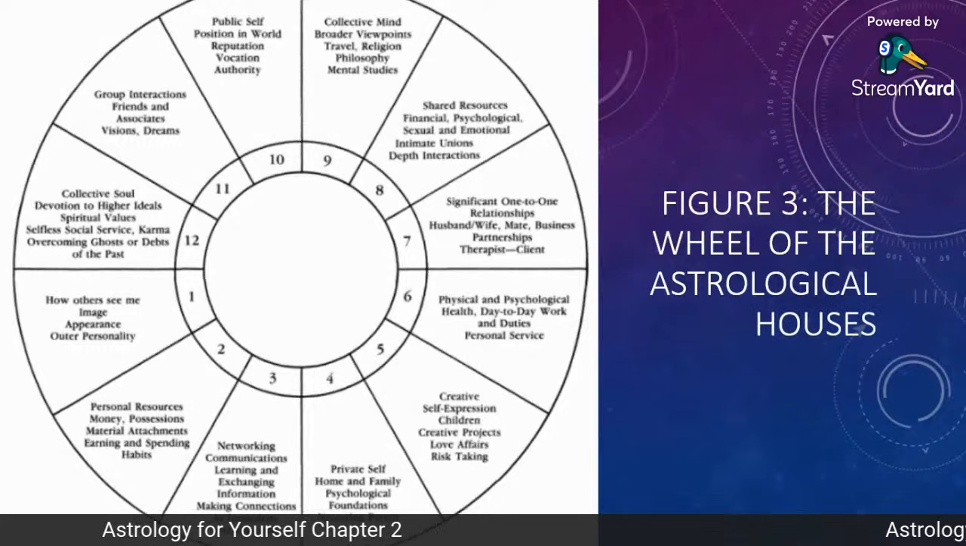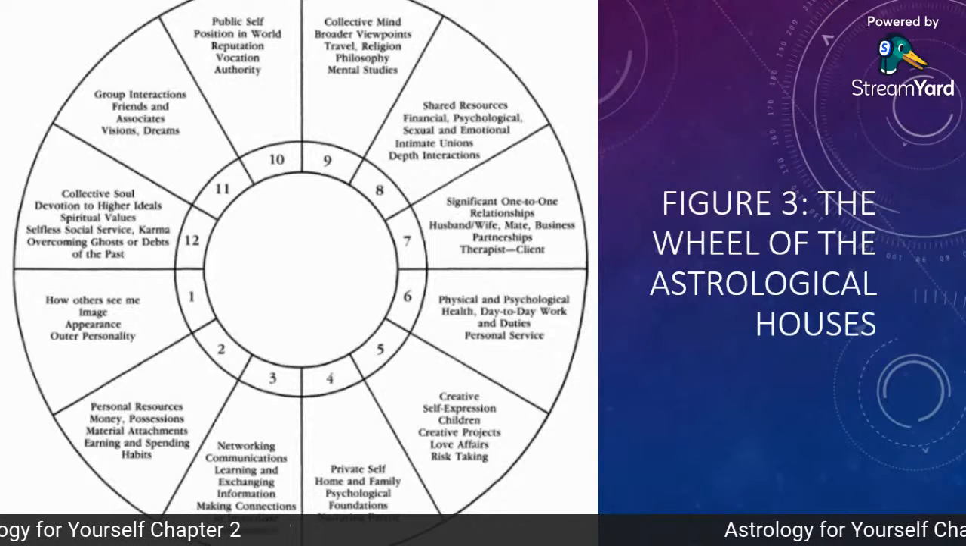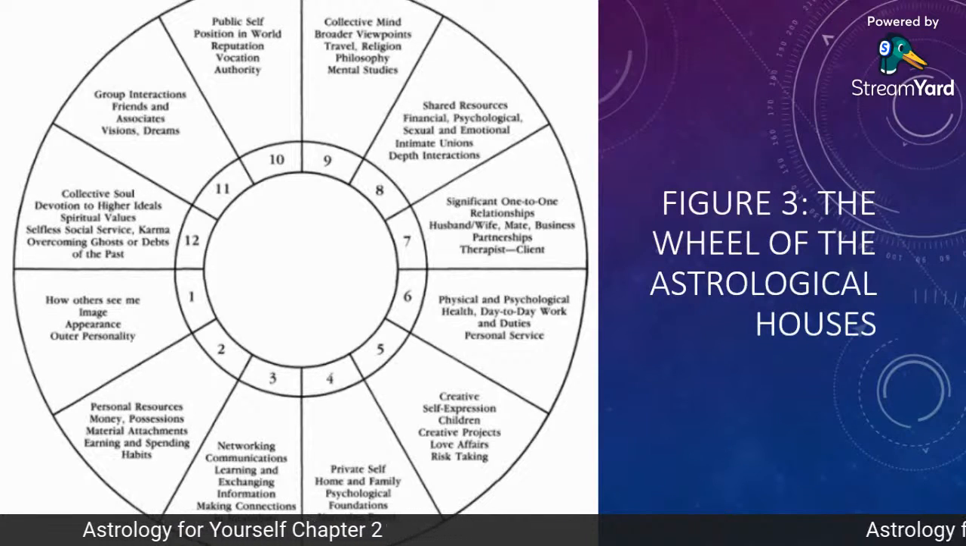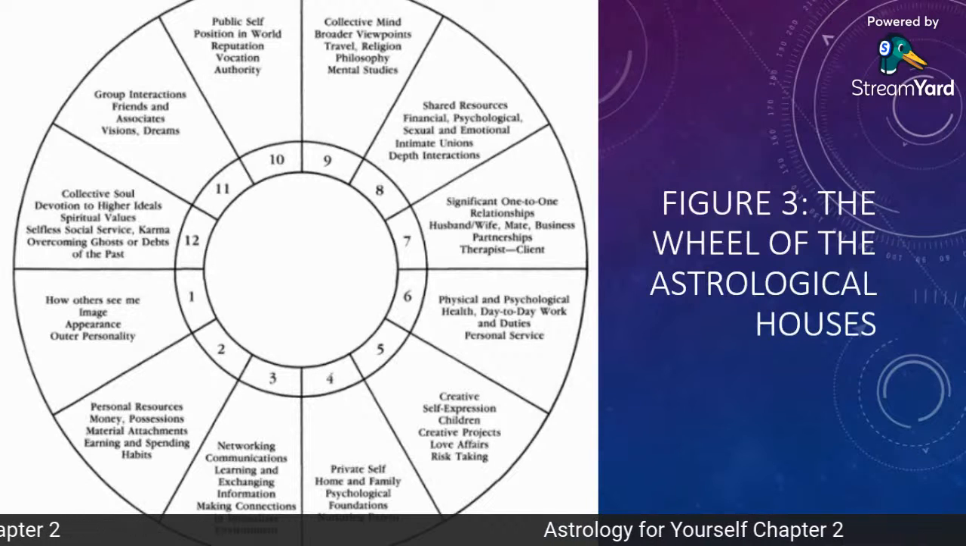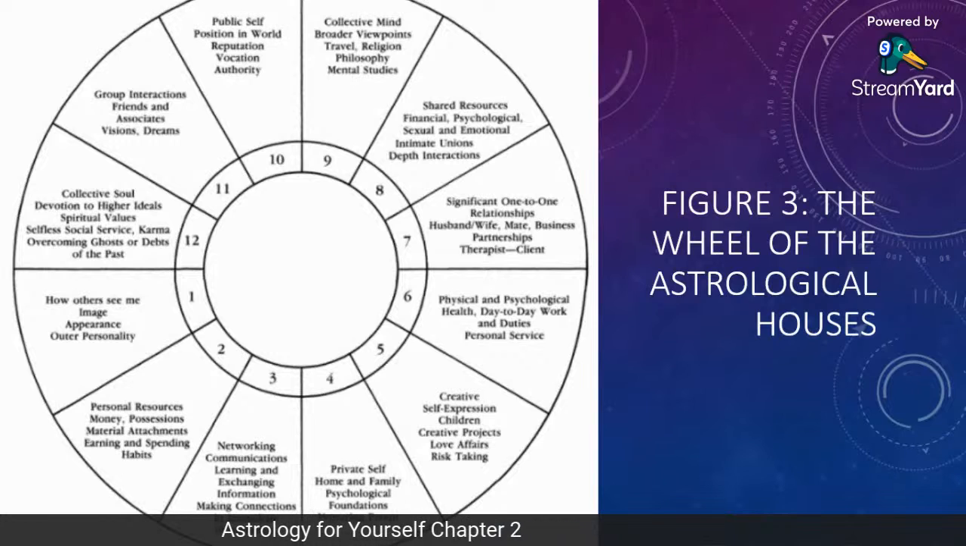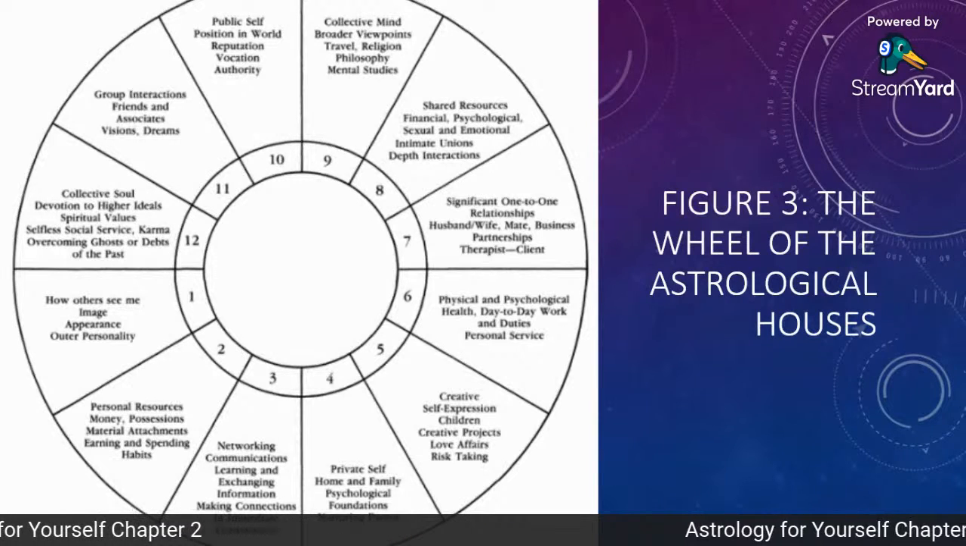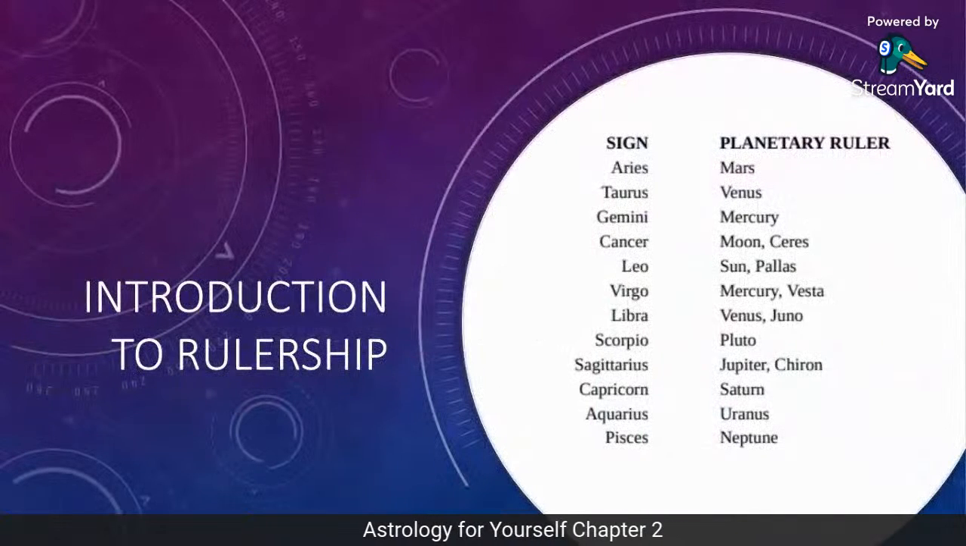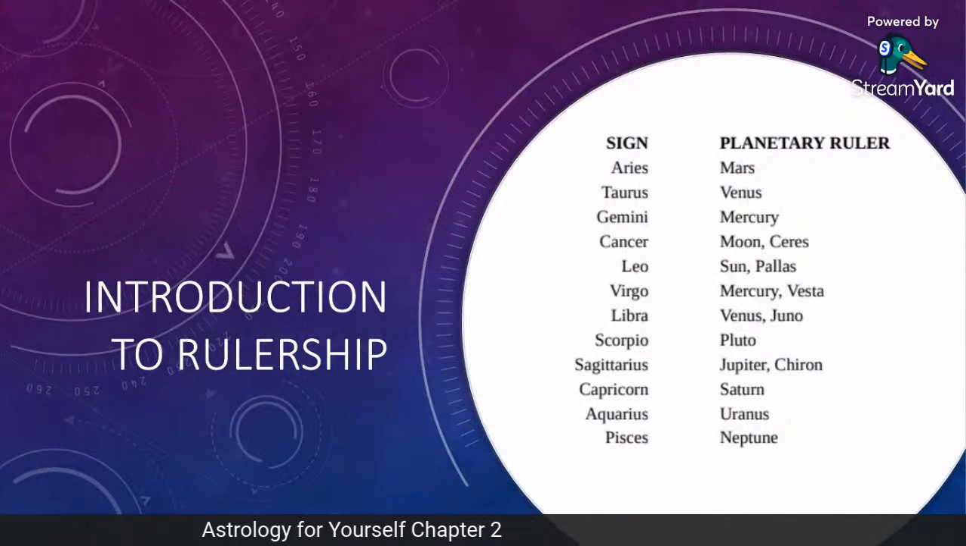Here is figure 3, the wheel of astrological houses. The following figure shows the actual structure of the 12 houses as 12 30-degree segments of a circle. Thematic keywords are written in each house. Summary of the astrological alphabet.